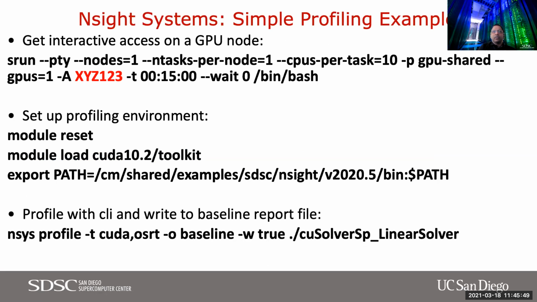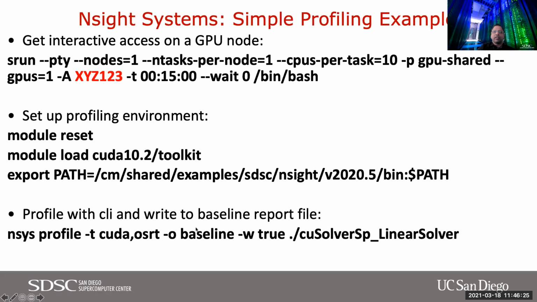Now, how do I use this on Expanse? Again, you can set up interactive access like before, do the reset, and just load the CUDA toolkit. Right now I have Nsight in a different path because I had to install a newer version to get around some bug, but there will be a module for this very soon. And pretty much then you do nsys profile with whatever options you want. Like in this case, we're looking for CUDA and OS runtime.